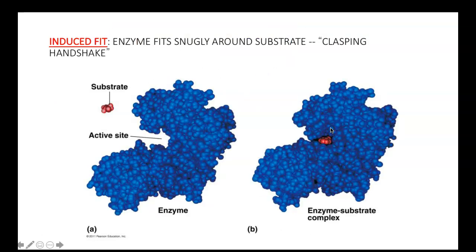There is something called induced fit. Induced fit is the enzyme fits snugly around the substrate. So not only does the substrate fit into the active site, but the enzyme will kind of wrap itself around it, and that's called induced fit. It's like a clasping handshake. So definitely know that vocabulary word. The substrate comes into the active site, it fits in, but then the enzyme kind of gives it a big hug right here. That's called induced fit. All right?